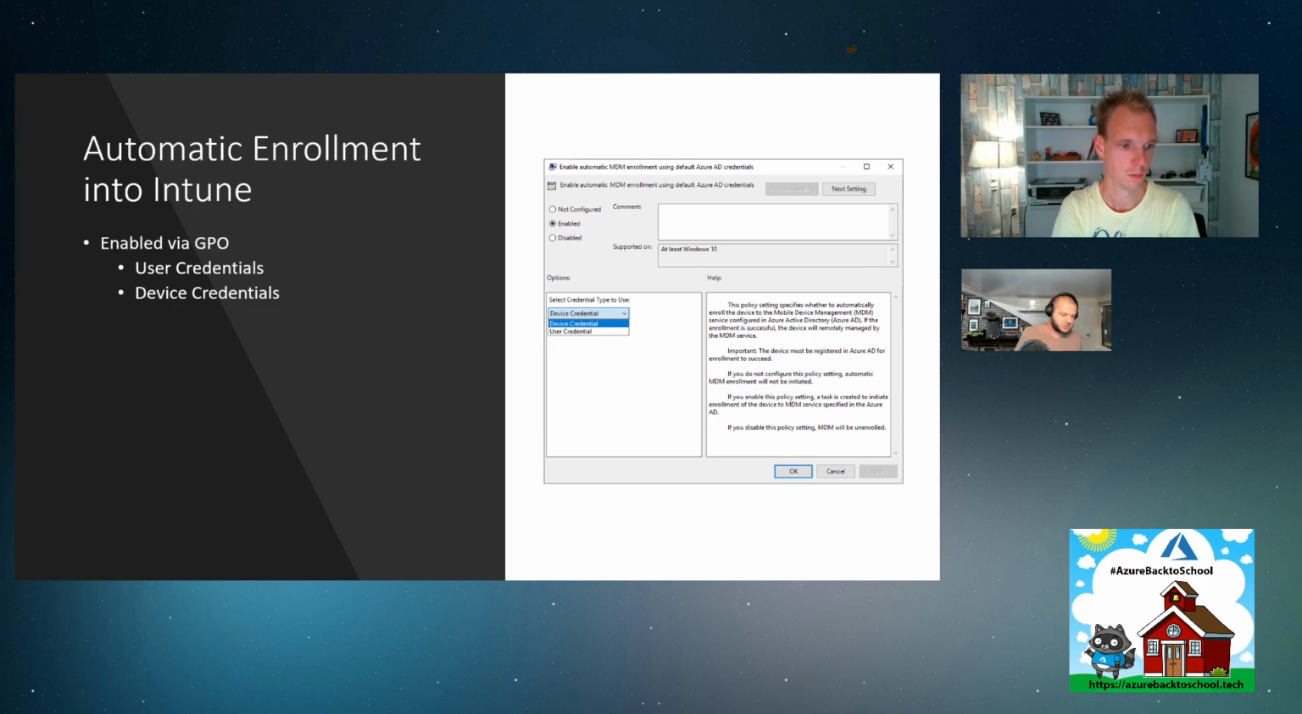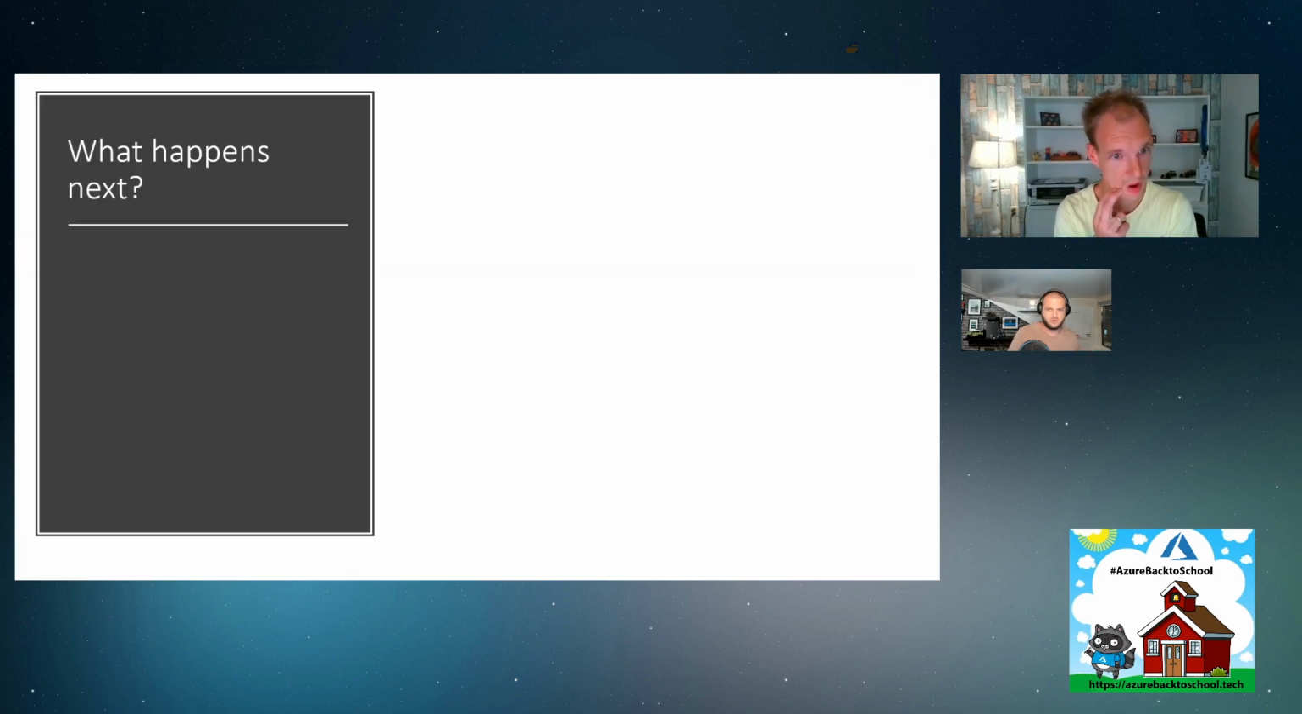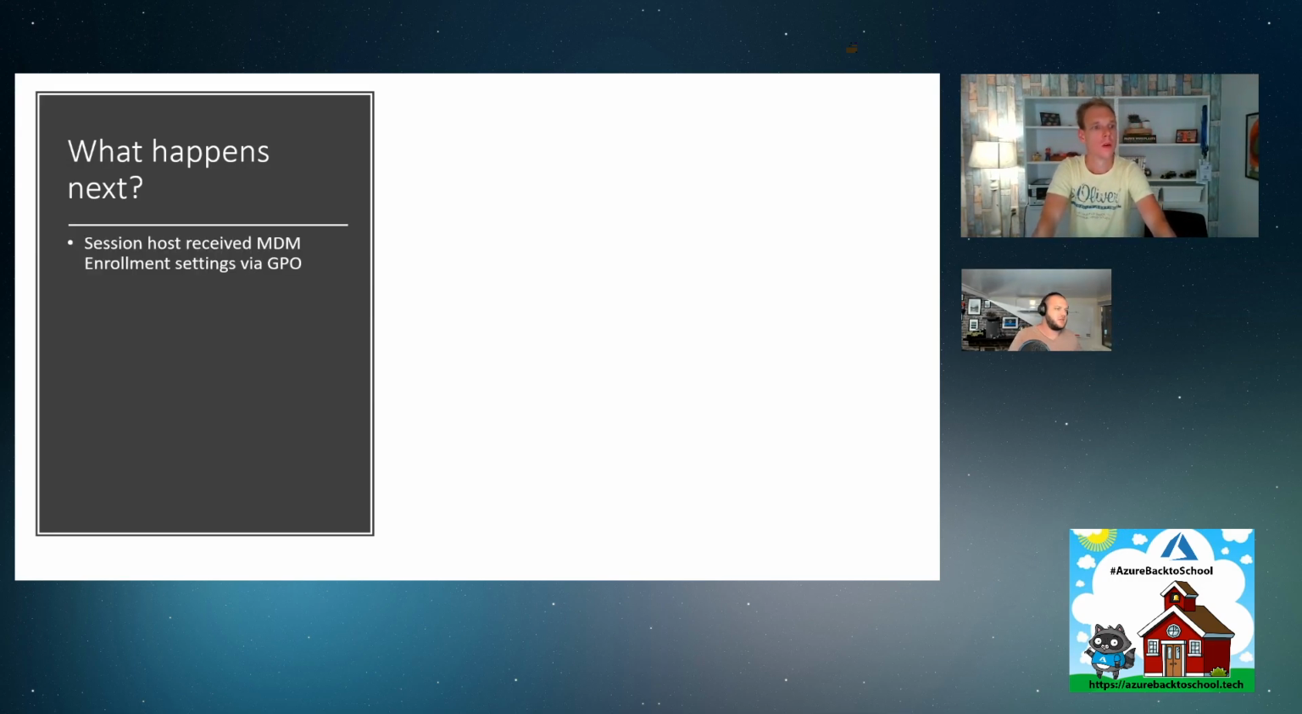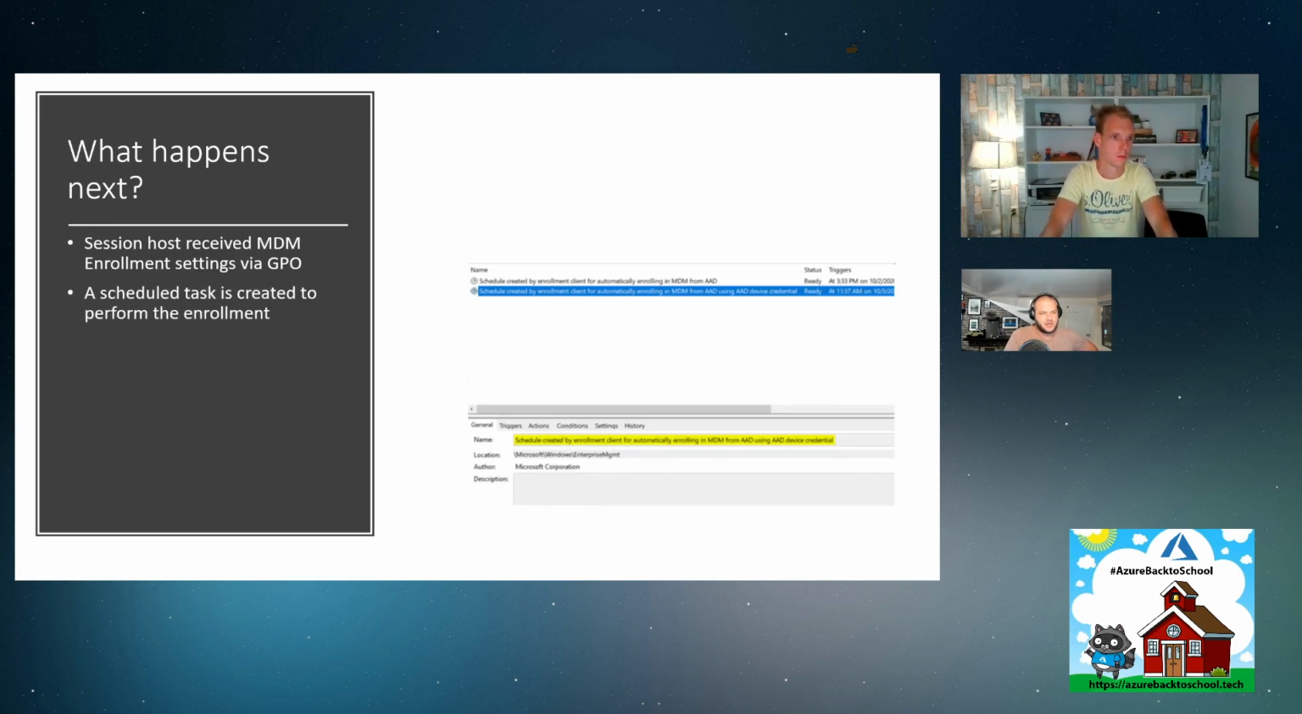So with the device credential option, you can configure it like this. You just select device credentials, and as soon as the machine receives this group policy, it will automatically start the process of enrolling the device into Intune. It's a little bit of a spoiler, so for those steps. So what happens next? Our session host will receive the MDM enrollment settings via GPO. Right after that, you will see some events on that session host, and the result is that there will be a scheduled task again, which will start the enrollment into MDM, into Endpoint Manager, into Intune.